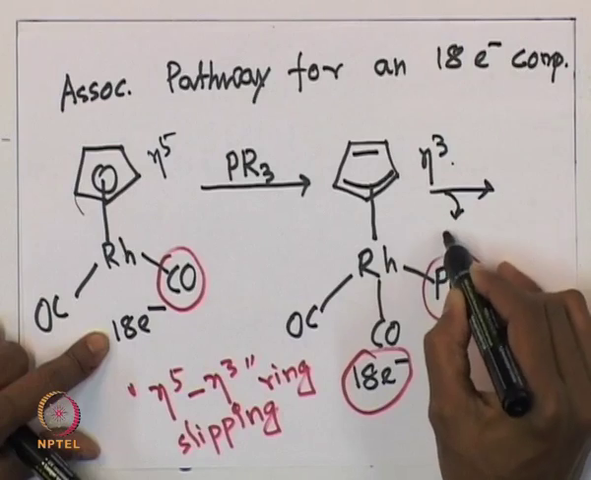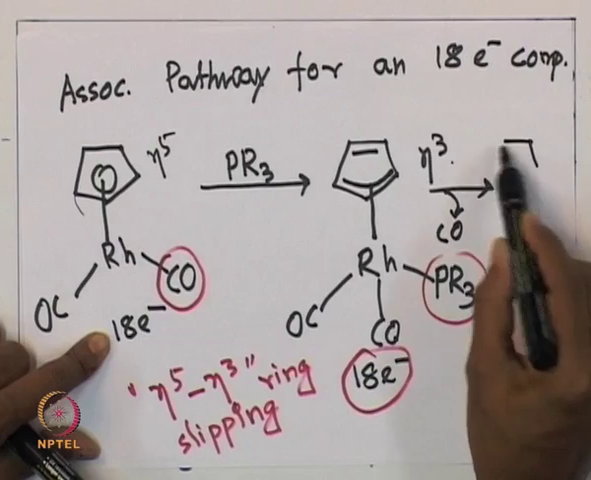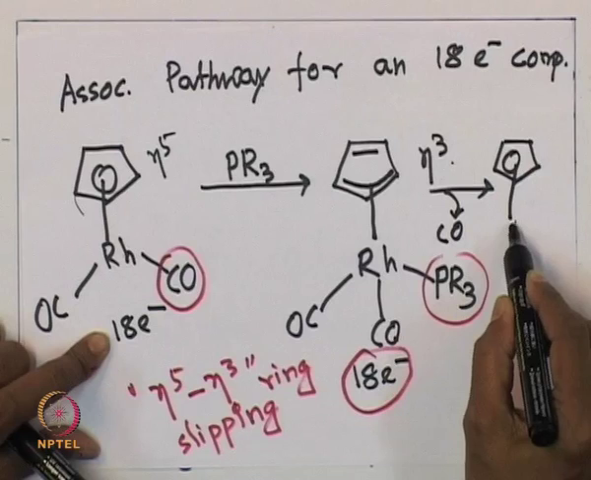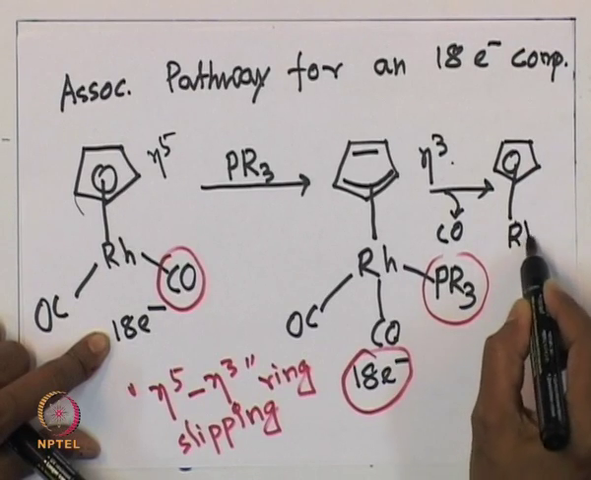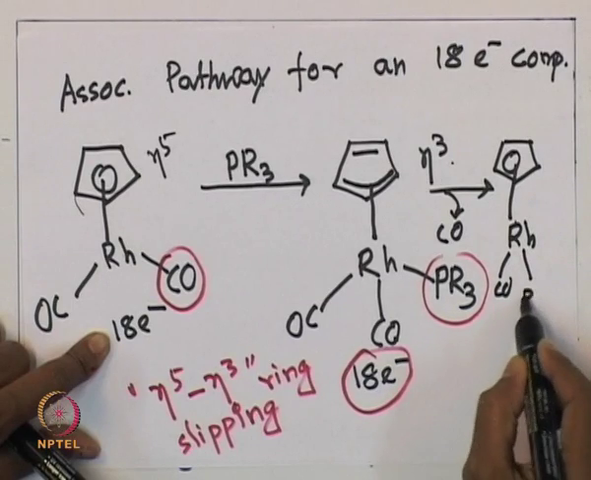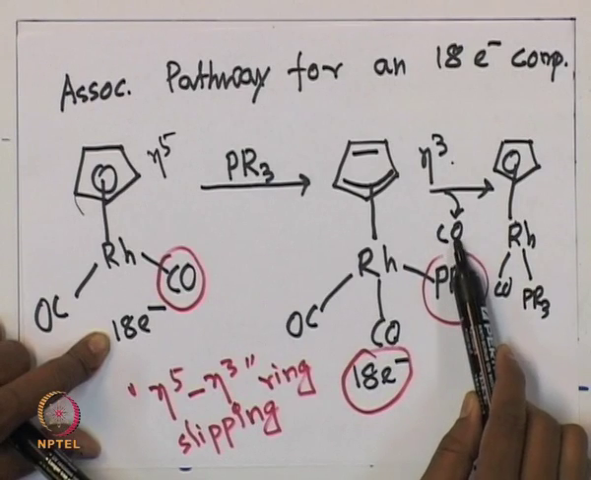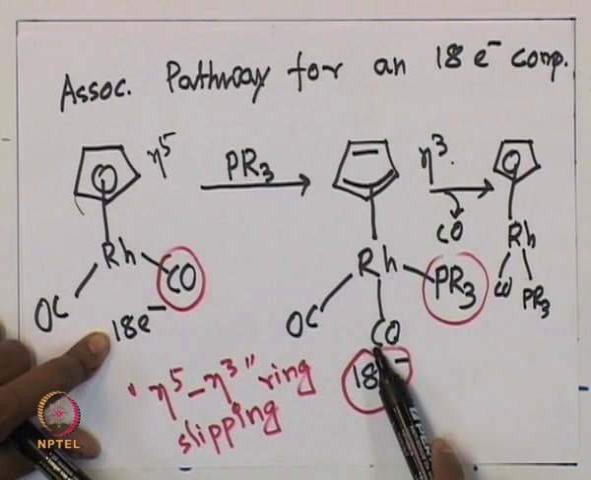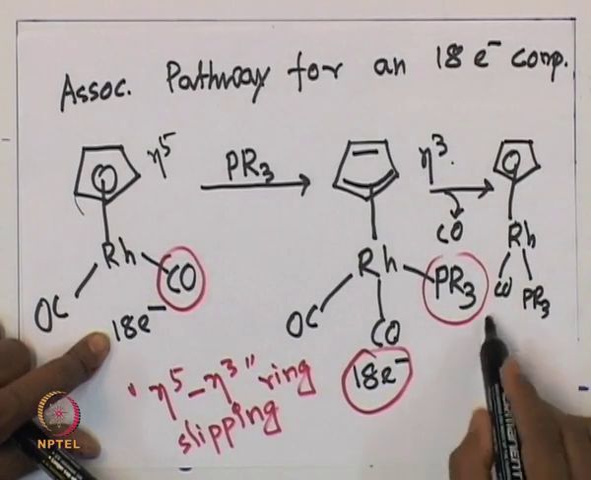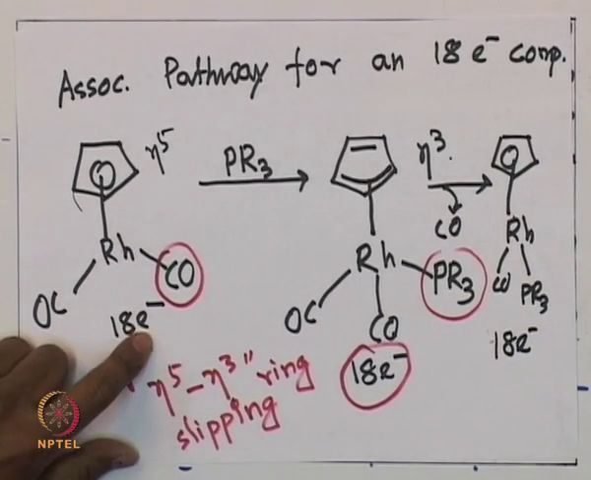The final step would be where this CO comes out and the eta 5 mode of binding of Cp gets back to rhodium, and you have a rhodium carbonyl and PR3 species at the expense of CO. So, this CO comes out, and eta 3 now goes back to eta 5. Overall, again, you have an 18 electron complex.